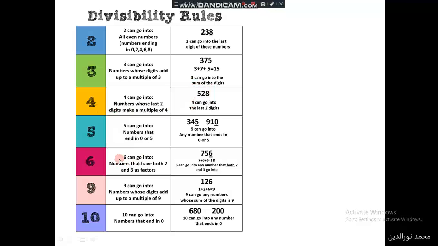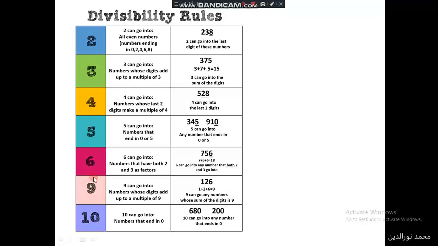A number is divisible by 6 if it is divisible by 2 and 3 at the same time. A number is divisible by 9 if the sum of digits is a multiple of 9. Let's have this example here. 126. 1 plus 2 is 3, plus 6 is 9. 9 is divisible by 9, so the whole number is divisible by 9. And a number is divisible by 10 if it ends with 0. 680 is divisible by 10.